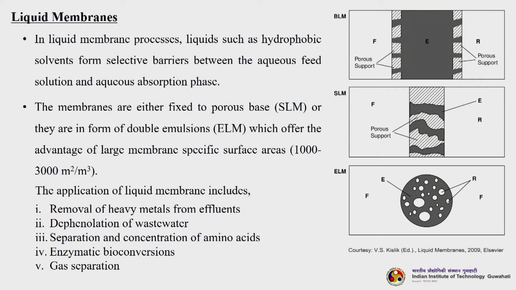We can have 3 different types of liquid membranes: BLM, SLM and ELM. BLM stands for bulk liquid membrane, SLM stands for supported liquid membrane and ELM stands for emulsion liquid membrane. Bulk liquid membranes are not commercialized; they are utilized at lab scale to generate data and to see whether the liquid membrane process is feasible for a particular separation or not. SLMs and ELMs are already adopted in various industrial sectors.